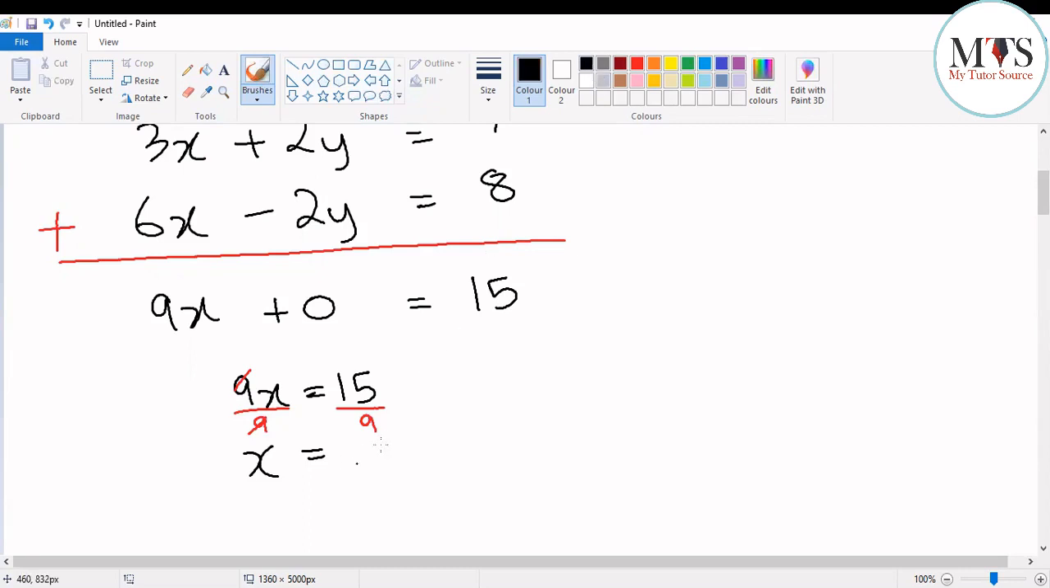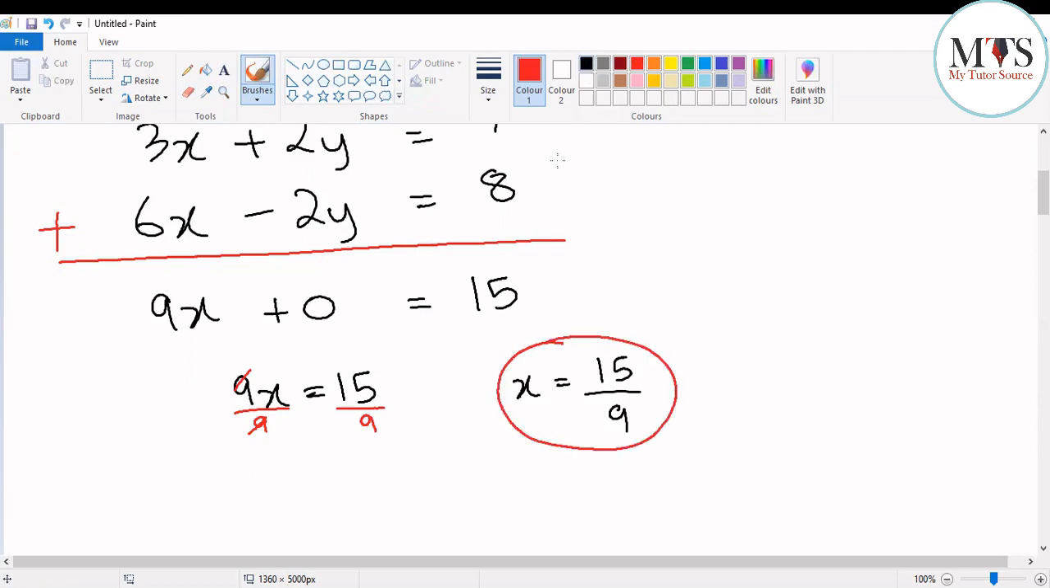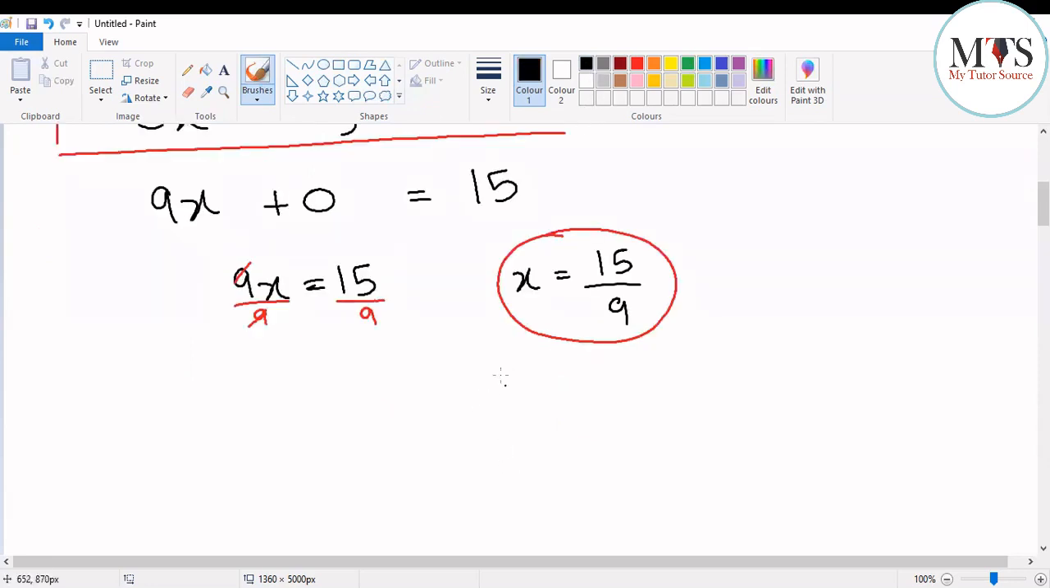So you're left with x equals 15 over 9, because you can't get rid of the 15. So x equals 15 over 9. That's the solution. So you have the value for x. Now what you're going to do is substitute this value into one of the equations for y.